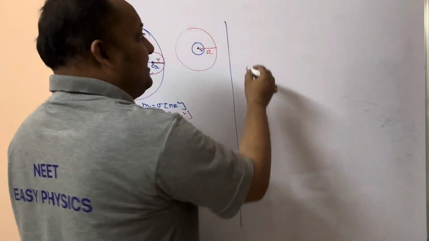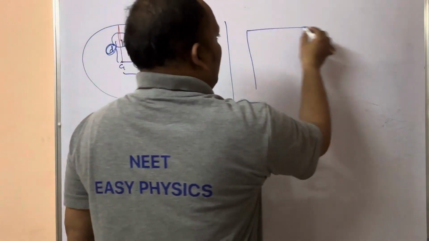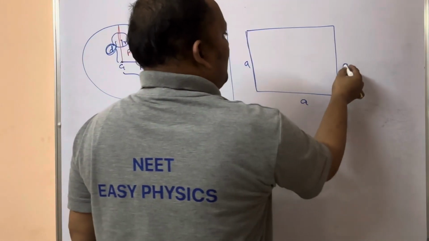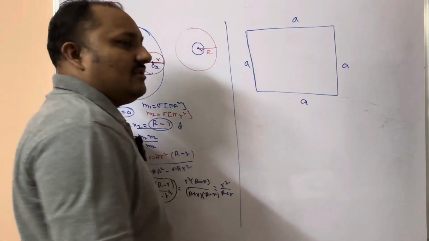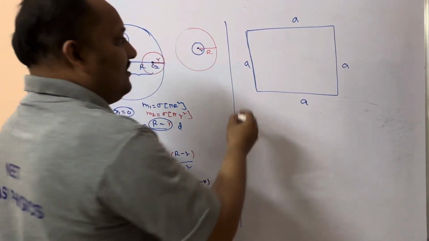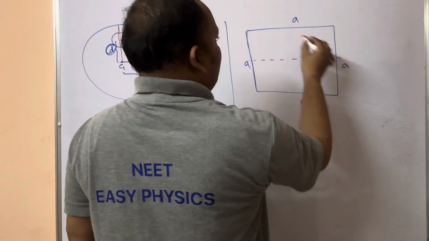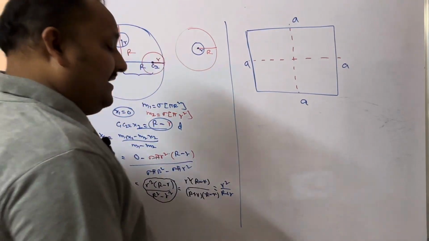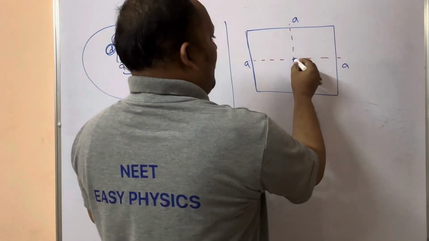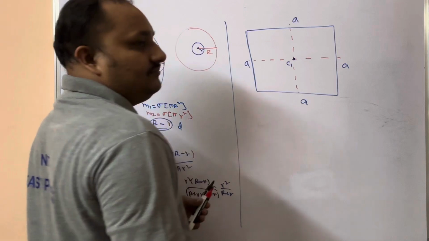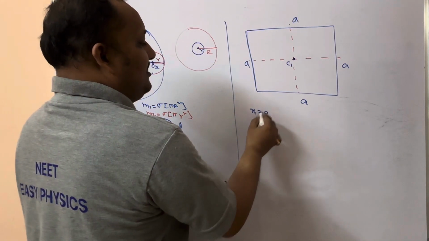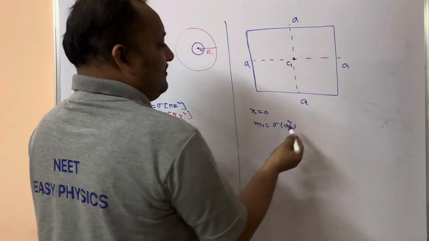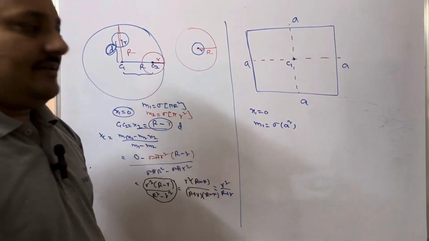Square plate, a very thin plate. Here, a square of each side small a, I am taking. They may give 2a also, that is their wish. Now, its center of mass will be at its center, C1. So x1 is 0. What is the mass of this one? Sigma a square, since the area of this one is a square.